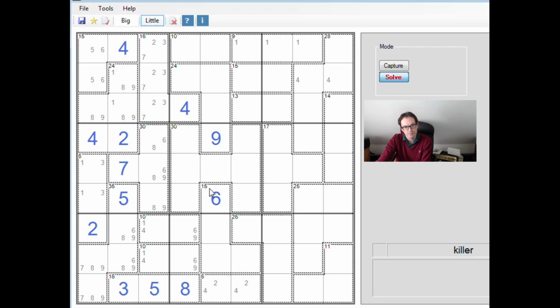So this 15 cage now does contain a 6, which means these three cells have to add up to 9. That means they can't be 6, 1, 2. They can't be 2, 3, 4, so they must be 1, 3, 5. Let's put that in. That means this square here is a 7, which is nice because that interacts with this 7 on the central cage to give us 7s in those two positions like that. Okay, what else can we say about that?